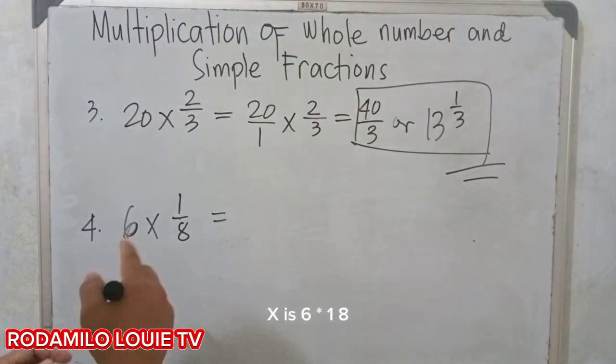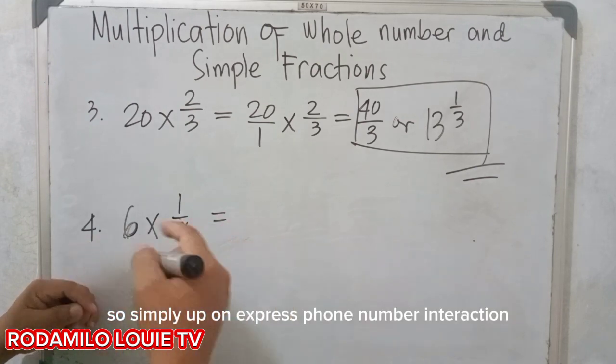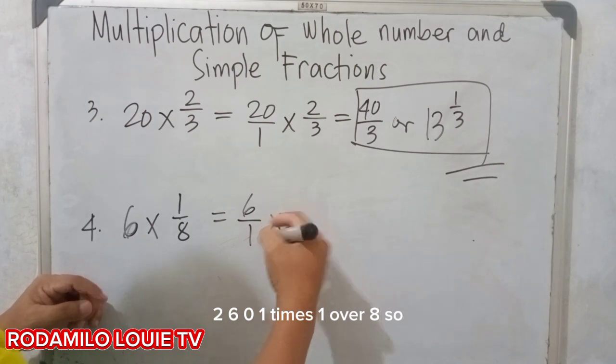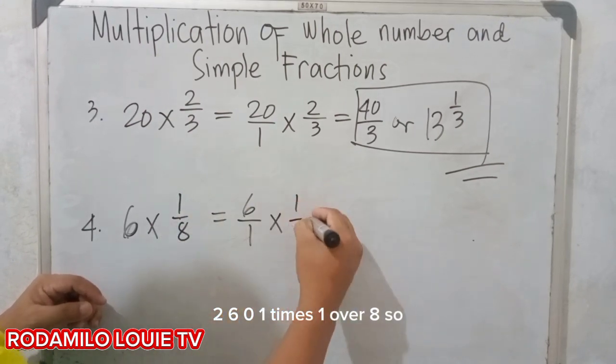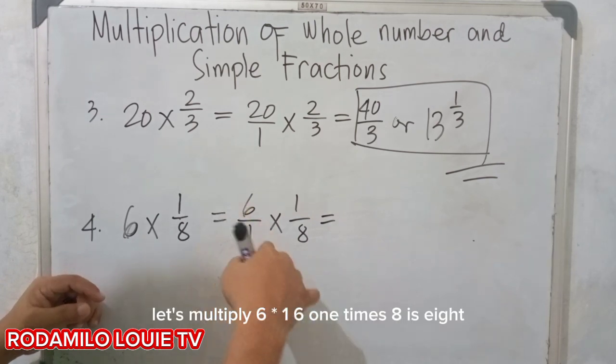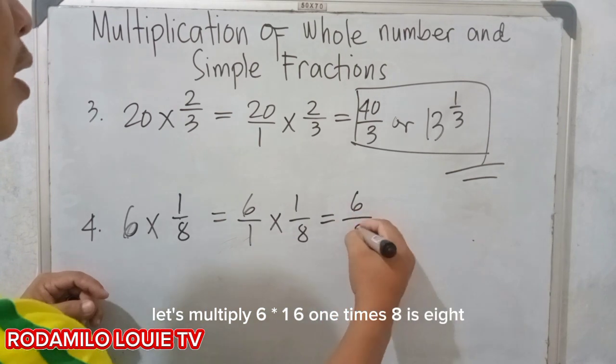Next is 6 times 1/8. So, same rin yapon, express whole number into fraction. So, 6 over 1 times 1 over 8. So, let's multiply 6 times 1, 6. 1 times 8 is 8.